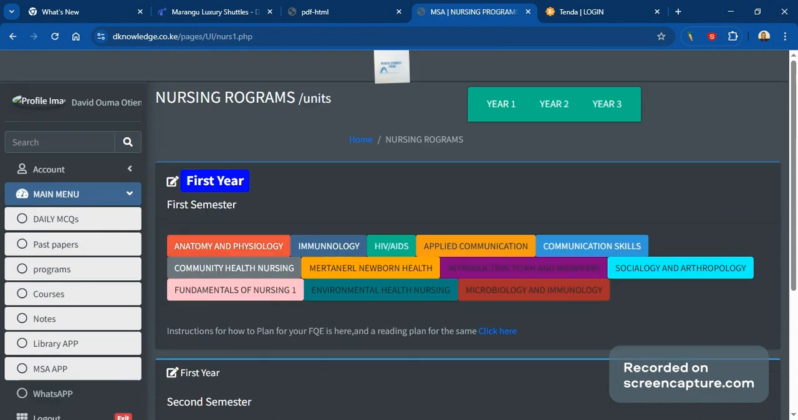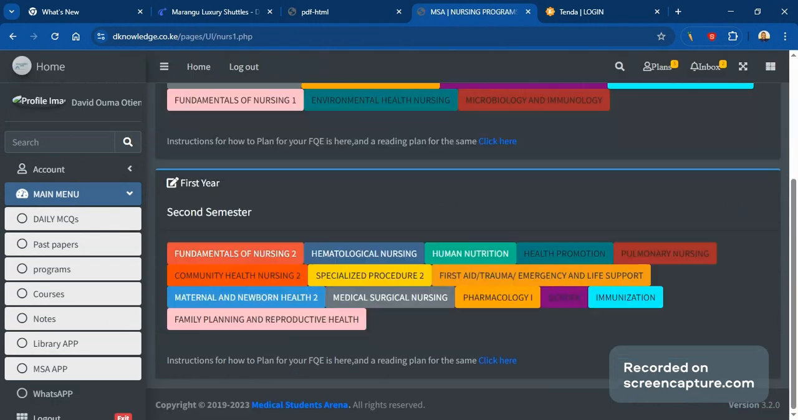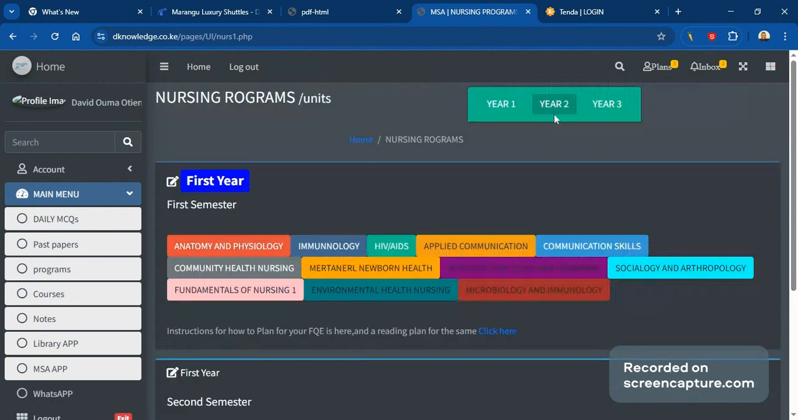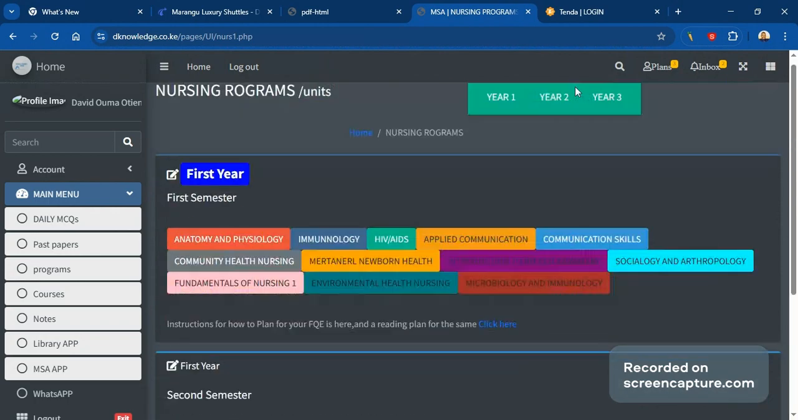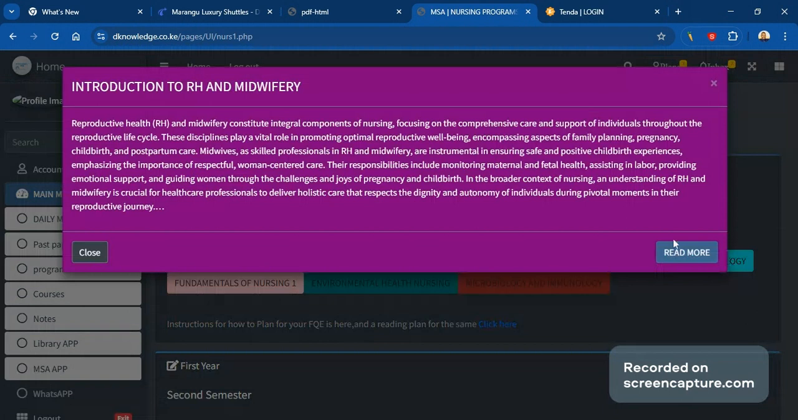So we come and click there, and then it opens up. On this page, you realize you have year one, year two, year three. Year four is basically more practical, but then you can access them directly by just a single click. If I want to check on introduction to RH and midwifery, I simply click on that button. Then I read more. On reading more, you wait for it to load. It depends on the size of the document, and then you can read it easily.